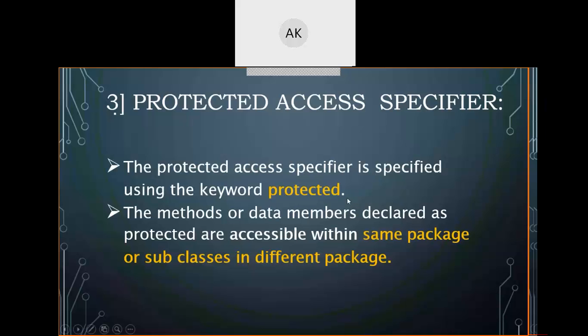The protected access specifier is specified using the keyword protected. Methods or data members can be declared as protected, and whenever we declare them as protected, they will be accessible within that particular class, and also within the other classes which are part of the same package. If any class is derived from that particular class, that derived class can also access those protected data members and member functions.